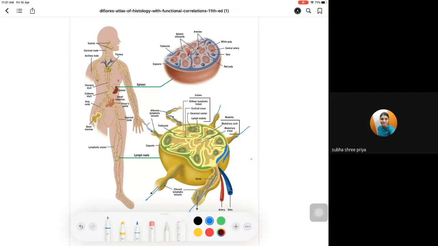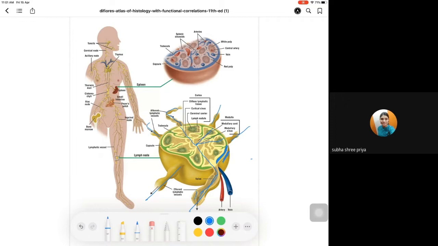This is where the lymphatics will enter. And this is like a coffee filter. All the lymphatics coming through the afferent will drain into the subcapsular sinus, and from the subcapsular sinus they flow towards the hilum, and then from the hilum they will leave through the efferent.